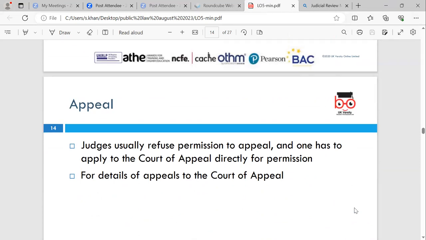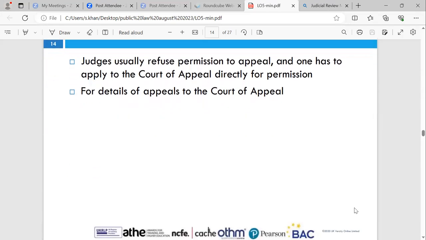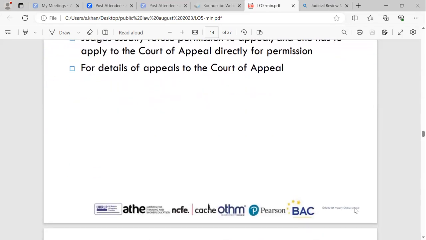Judges usually refuse permission to appeal, and one has to apply to the Court of Appeal directly for permission. And for details of appeals to the Court of Appeal in regards to applying for the initial stage of an appeal.